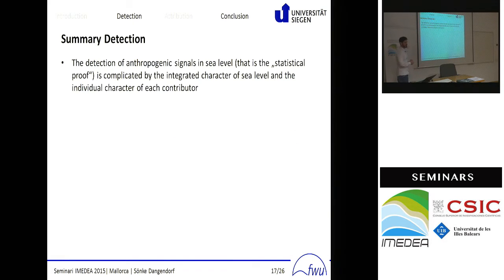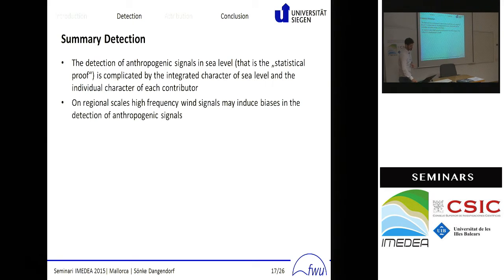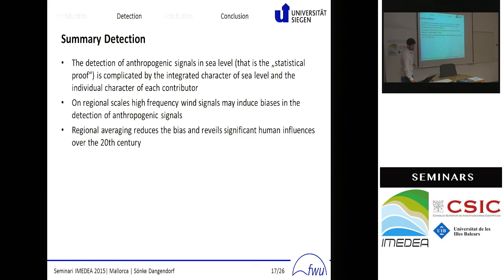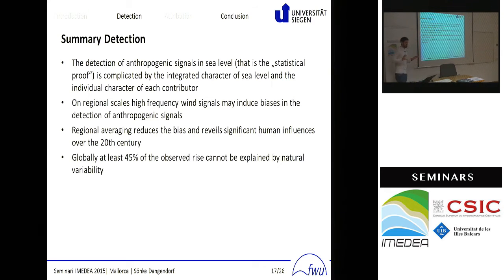So this brings me to a short summary for the detection part. The detection of anthropogenic signals in sea level, which is the statistical proof, is complicated by the integrated character of sea level and the individual character of each contributor. On regional scales, high-frequency wind signals may induce biases in the detection of anthropogenic signals, and regional averaging reduces this bias and reveals significant human influences over the 20th century. Globally, at least 45% of the observed rise cannot be explained by natural variability alone.